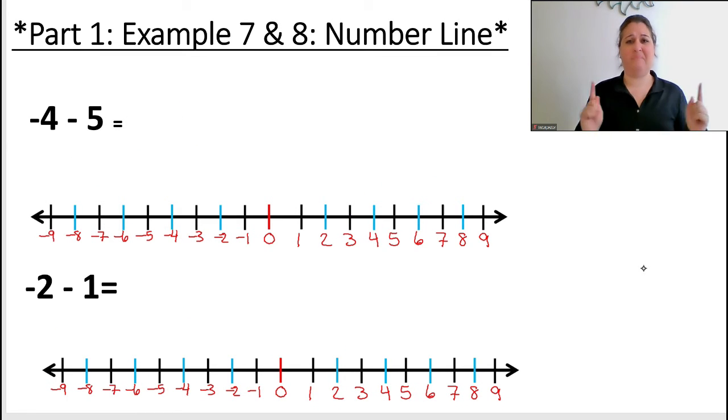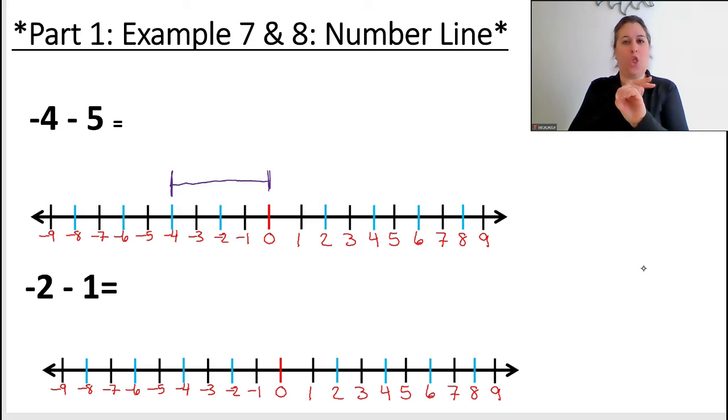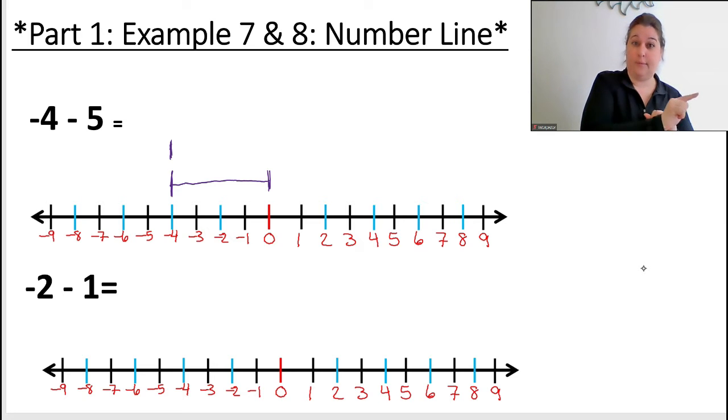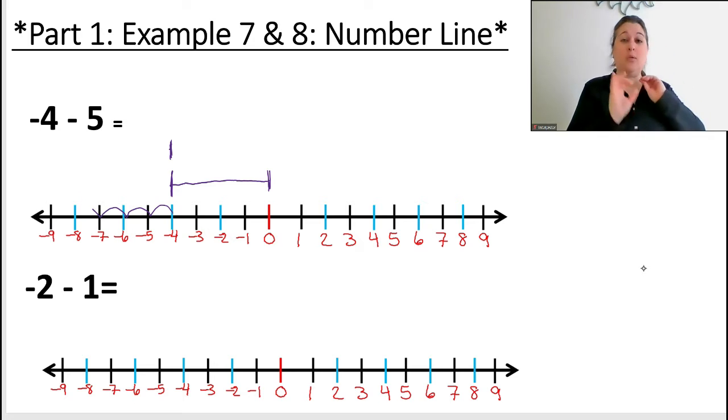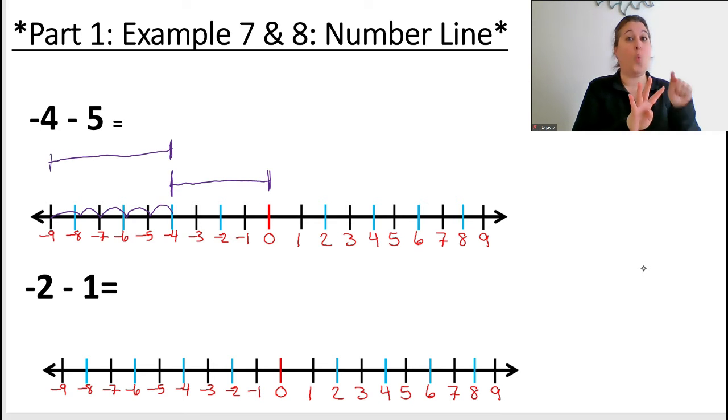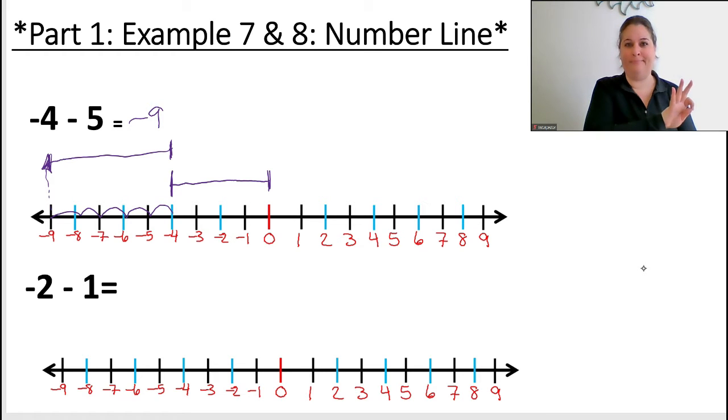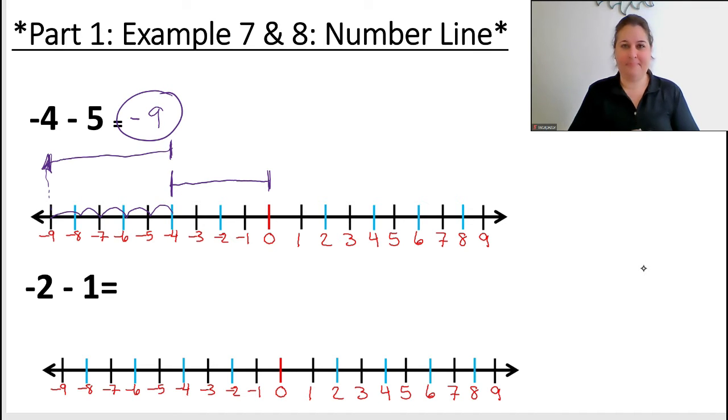All right, last two examples. Let me show you how to do the first one. I'm going to start at 0. Then I'm going to go to negative 4. But then it says minus 5 from there. So I make my other little line. It says minus 5. I'm going to go to the left because it's minus. So 1, 2, 3, 4, 5. I end up at negative 9. So negative 4 minus 5 is negative 9.